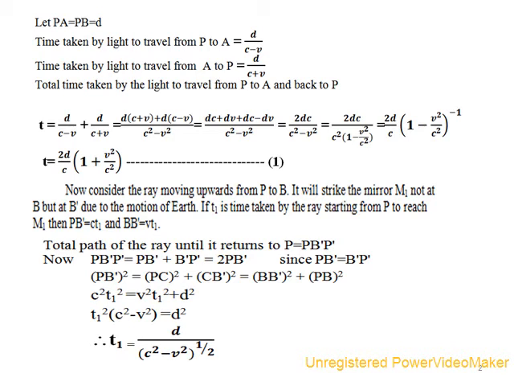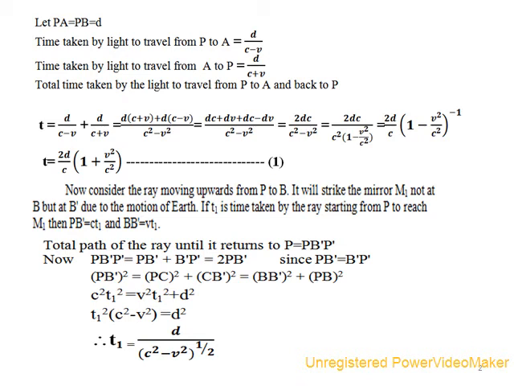If T1 is the time taken by the ray starting from P to reach M1, then PB dash is equal to CT1, and BB dash is equal to VT1. The total path of the ray until it returns to P is PB dash P dash, which is equal to 2PB dash, since PB dash is equal to P dash B dash.